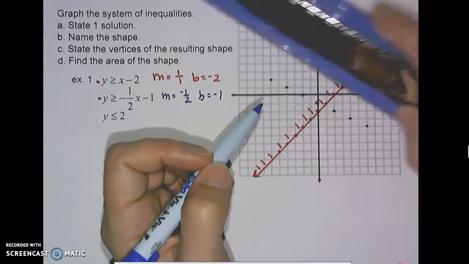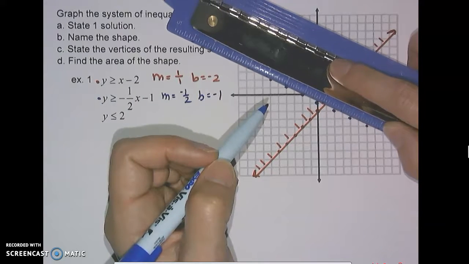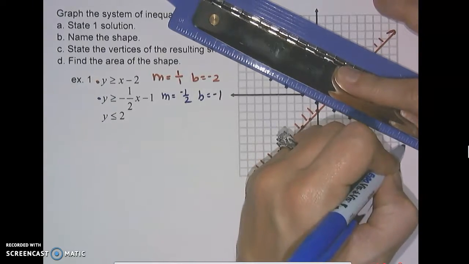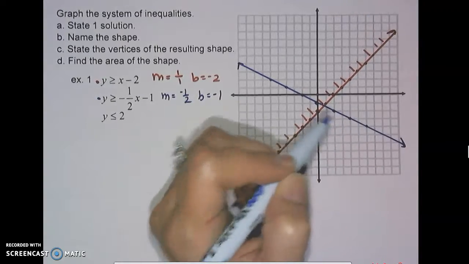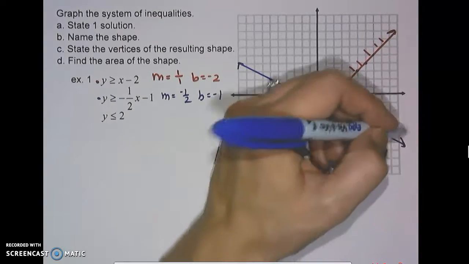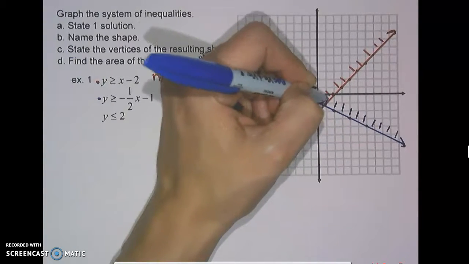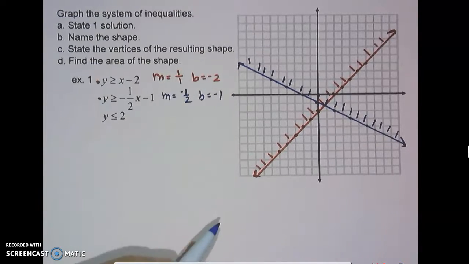Alright, so once we're here, we're going to connect these dots as well with a solid line. And since it says y is greater than or equal to, we're going to shade above that line. So again, to make this easy, we're going to work on shading above the line there.